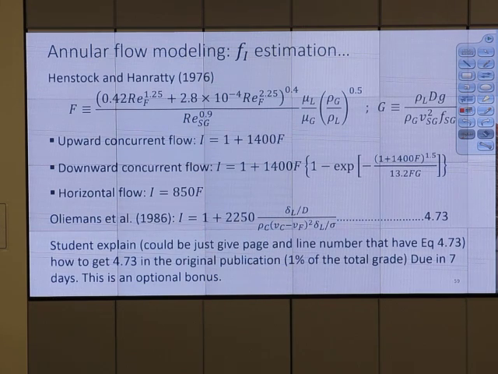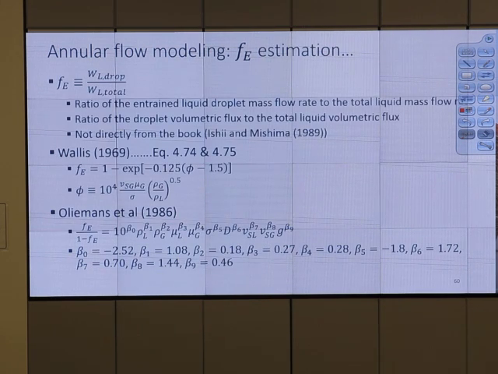That's the closure relationship. Entrainment fraction is there, so that's the closure relationship for entrainment fraction. What I want you to know is the definition of entrainment fraction. So you memorize that equation. I don't think it's on a quiz, and on the final exam it's open book, but I still want you to memorize it. W_L of droplet divided by total W_L. That is the concept of entrainment fraction. Entrainment fraction is the mass fraction of liquid that is entrained in the gas core.